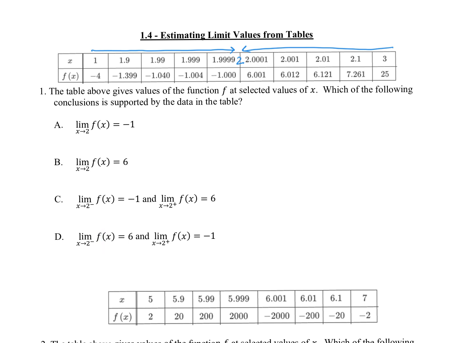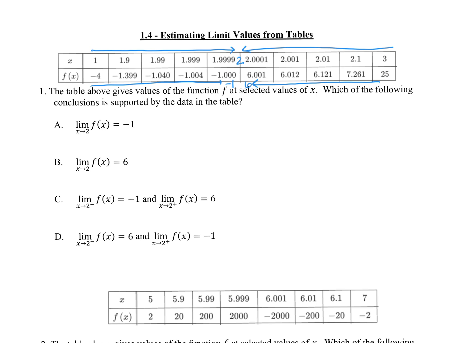Great. What's happening to my y values as I approach 2? Are my y values approaching the same thing? No. From the left, what do we think my y values are approaching? -1-ish. What about from the right? Looks like it's approaching 6. So would we say the limit as x approaches 2 is -1, because there's no exponent, which means from both sides they're going to -1? Yay or nay? Nah.